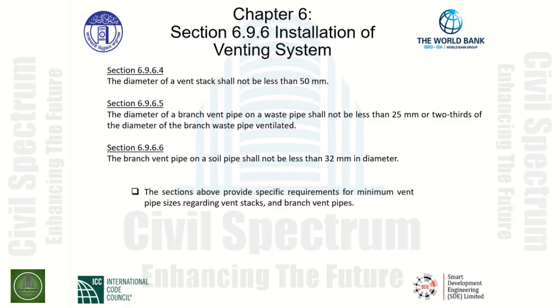Section 6.9.6.6, the branch vent pipe on a soil pipe shall not be less than 32 millimeters in diameter. And again, the sections above provide specific requirements for minimum vent pipe sizes regarding vent stacks and branch vent pipes.